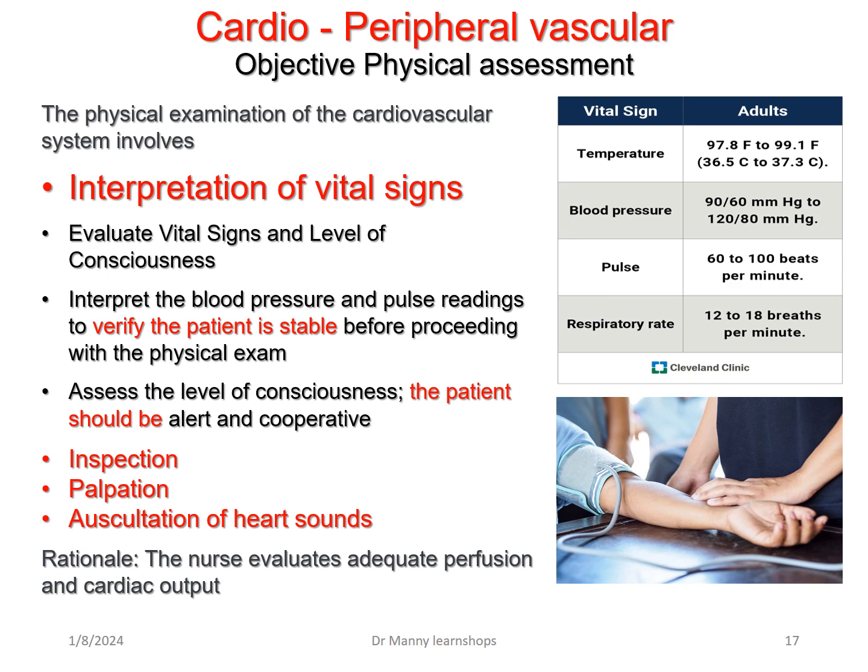It's important to interpret the blood pressure and the pulse readings to verify whether the patient is stable before proceeding with the physical examination, remembering that vital signs are taken not routinely, but to detect life-threatening conditions. So, assessing the level of consciousness, it's important the patient should be alert, orientated and cooperative, otherwise the information that you might get may be inaccurate if it's verbally supplied. The techniques are inspection, palpation and auscultation of the heart sounds.